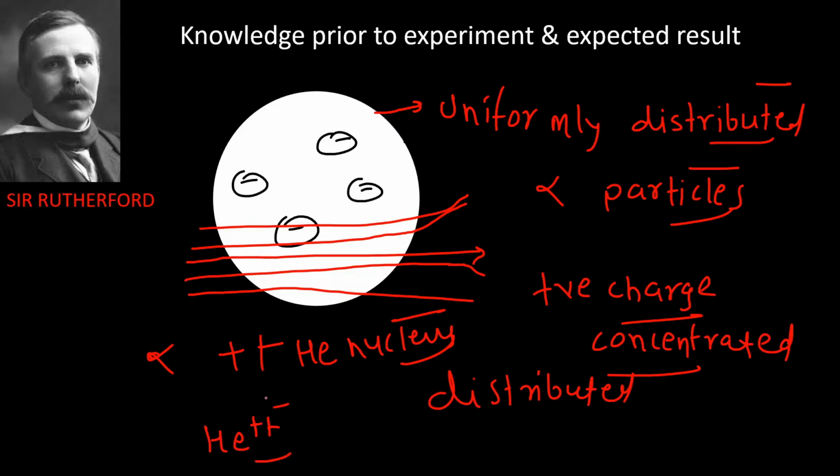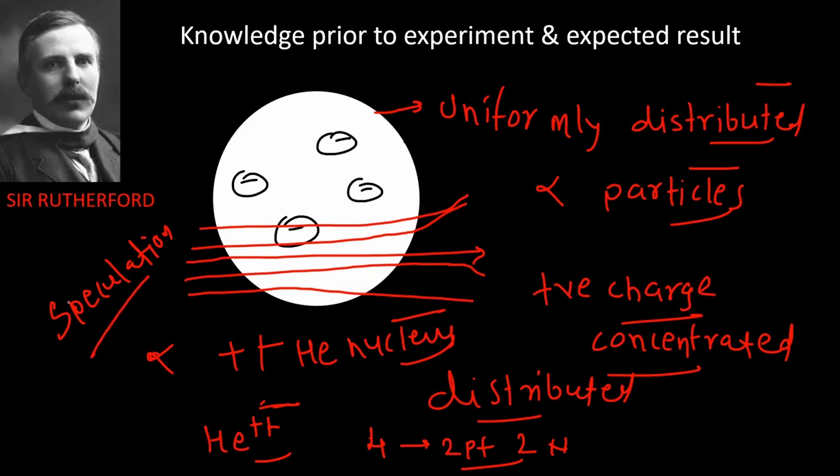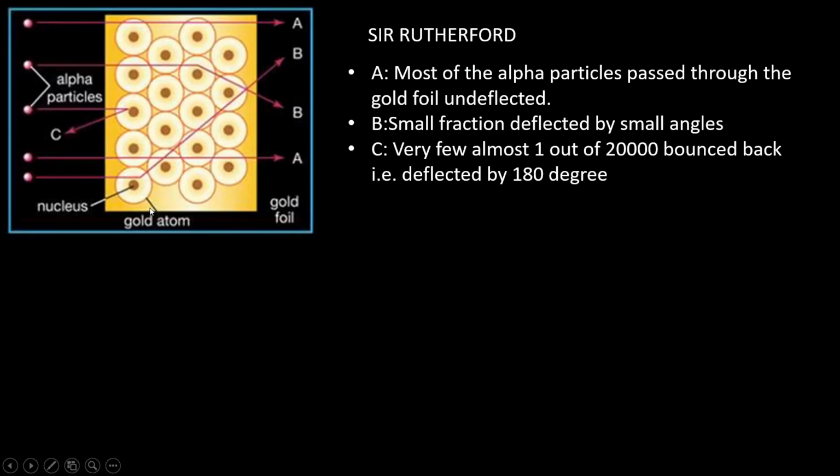Today we know that it is doubly charged helium. What is an alpha particle? It has 2 protons and 2 neutrons, and no electrons. When 2 electrons are removed from a helium atom, we get an alpha particle. So this was his speculation or expectation prior to conducting the experiment. Now we will see what results he observed.